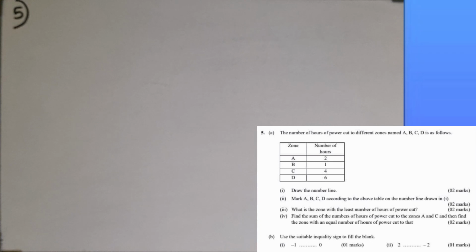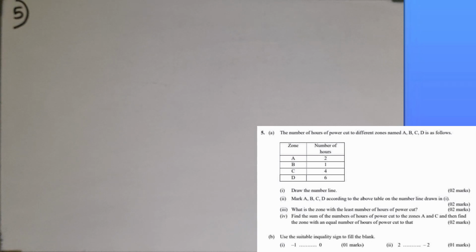Question number 5, A part. The number of hours of power cut to different zones named A, B, C, D is as follows. In the column we have zones and number of hours with the power cut.